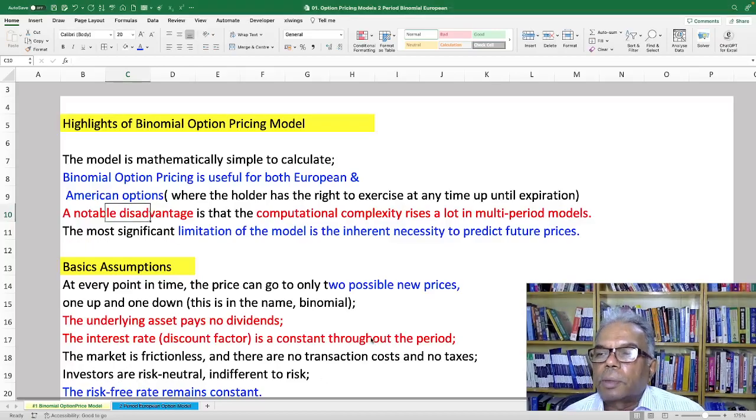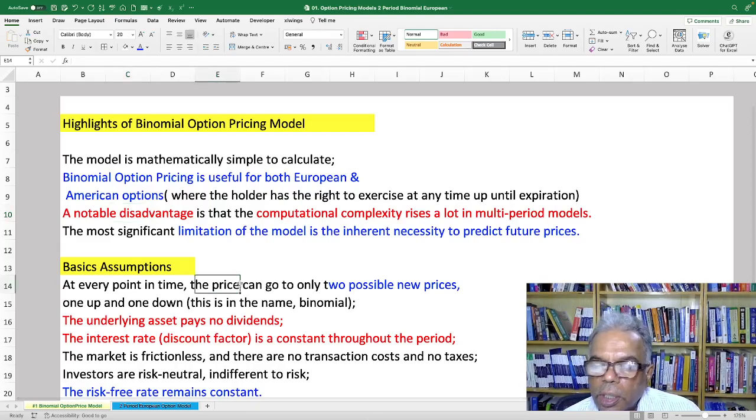Today we will discuss the two-period European binomial option pricing model. Let us quickly recap the highlights of the binomial option pricing model. The model is a simple mathematical model. It can be used for both European and American options. The notable disadvantage of the model is that it becomes computationally complex as the number of periods increases.